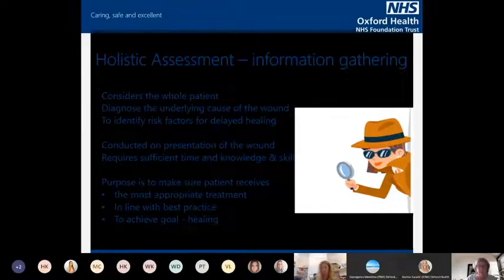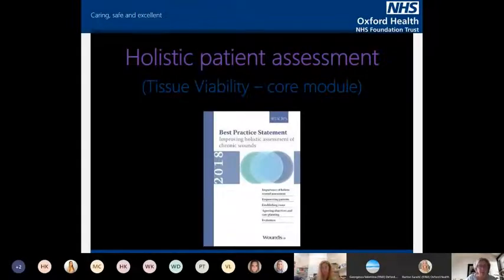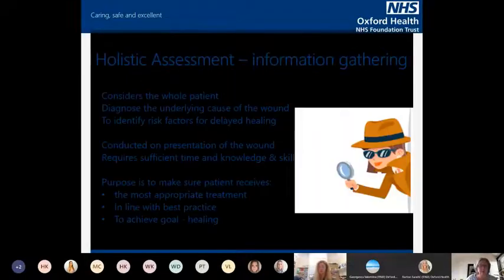There is a great bit of guidance, which I'll just go back a couple of slides to show you. You can see it at the beginning here. Wounds UK is a fabulous website to use, and it does lots of best practice guidance. This Improving Holistic Assessment of Chronic Wounds came out in 2018. All very readable, all very British, all totally applicable to your practice. So just Google Wounds UK best practice statements and you will find it there, and it's a good read and pertinent to you guys. So do have a little look at that.